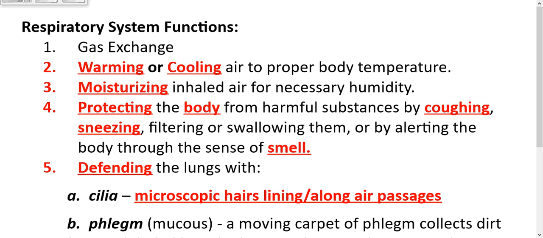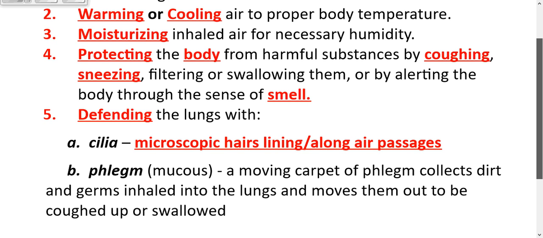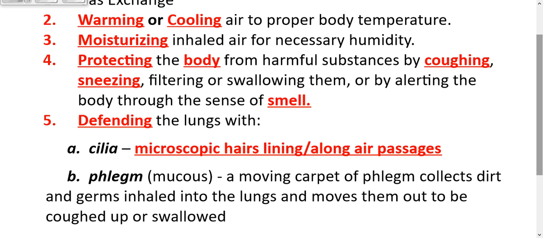We have tiny hairs in our nose called cilia. We have mucus there, and that protects the body from harmful substances by coughing, sneezing, and filtering out. Or sometimes as our nose collects that mucus with those dust particles or whatever it is, we end up swallowing that mucus, or by alerting the body through the sense of smell. So our respiratory system functions to defend our lungs. It keeps a lot of that kind of stuff out of our lungs with these cilia.